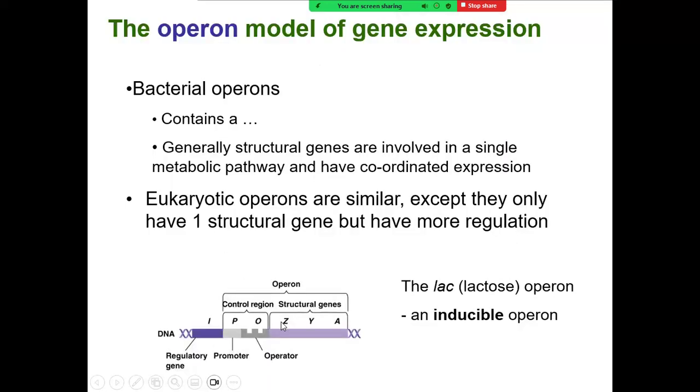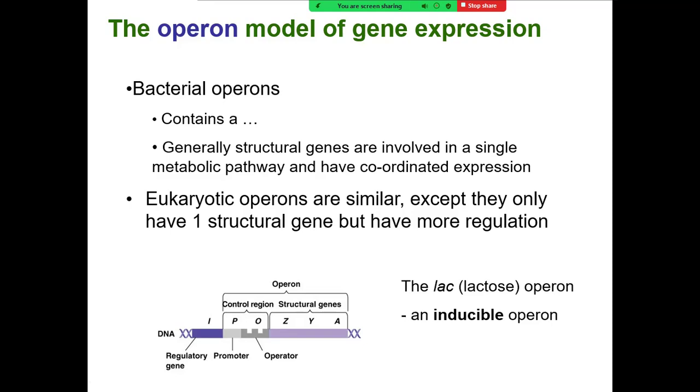A gene encodes a structural gene, and normally when we talk about a gene, we're talking about the structural gene. Like when we're talking about the gene for eye color, for blue, that is a structural gene. When we're talking about the gene encoding the enzyme lactase, that is a structural gene. In fact, in the lac operon, the Z gene, the Z structural gene, codes for the enzyme lactase.